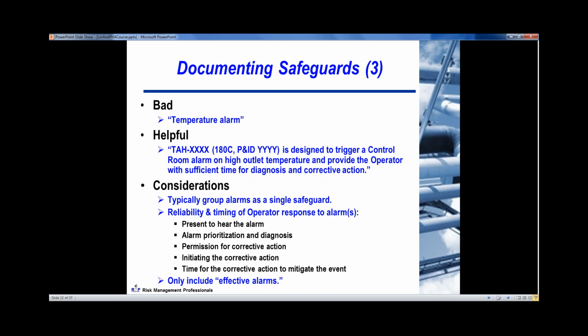And also, I invariably like to put providing the operator with sufficient time for diagnosis and corrective action. The operator has to be somewhere where they can hear the alarm. They need to understand the alarm. It needs to be clear. It needs to be a priority. They should be able to diagnose the problem from the alarm, or at least diagnose what to do about the problem. They may need permission for corrective action. They may need to initiate the corrective action, and then the corrective action needs to have its effect in terms of mitigating the ultimate consequence.